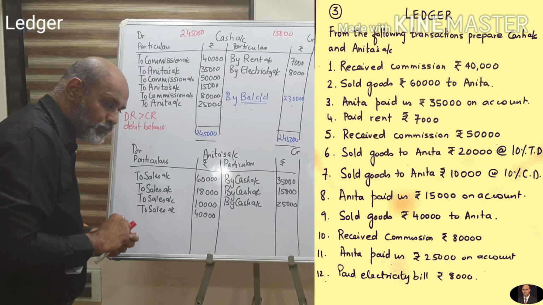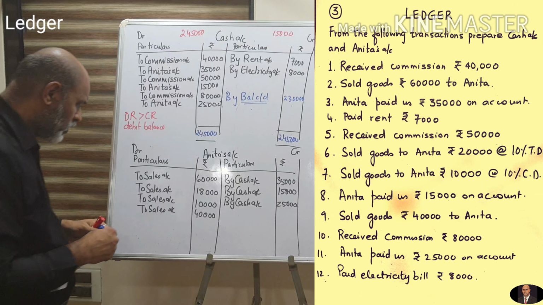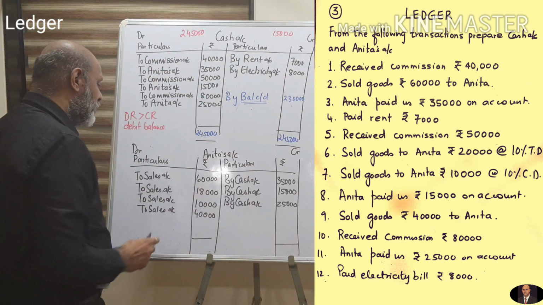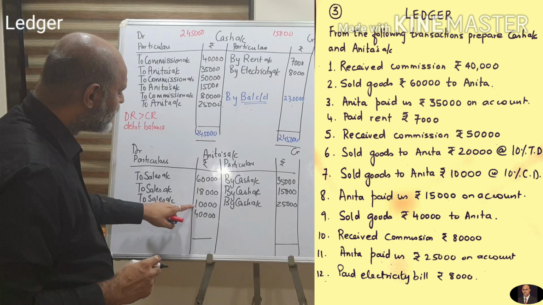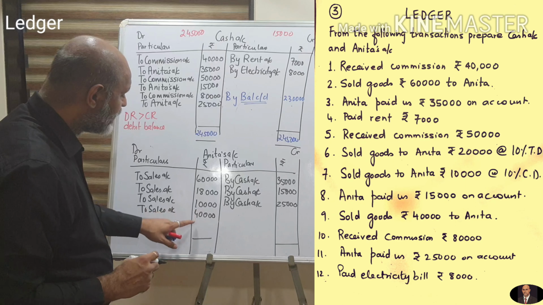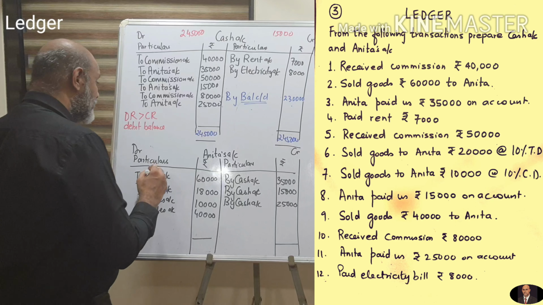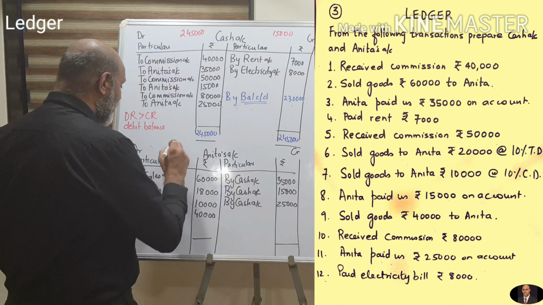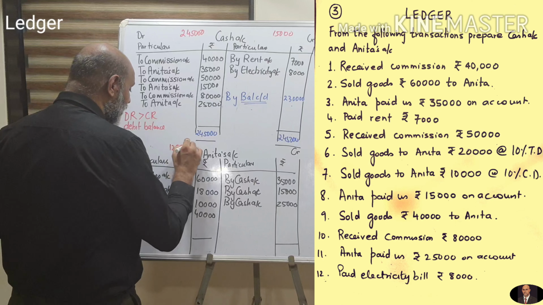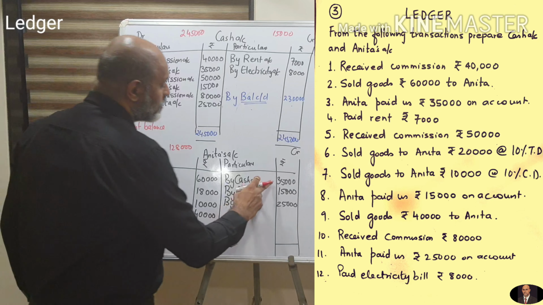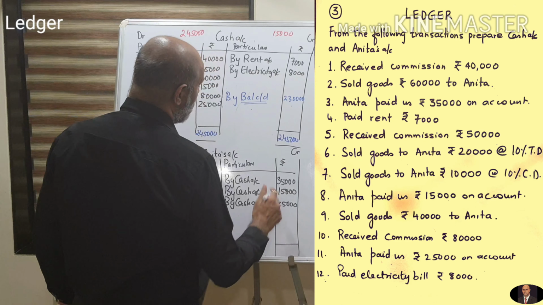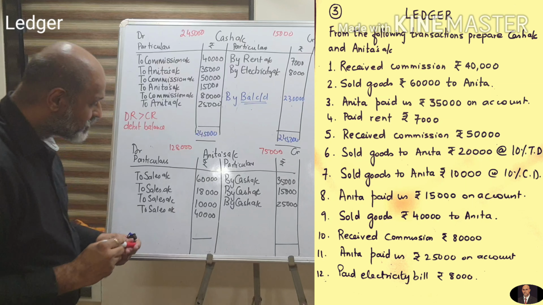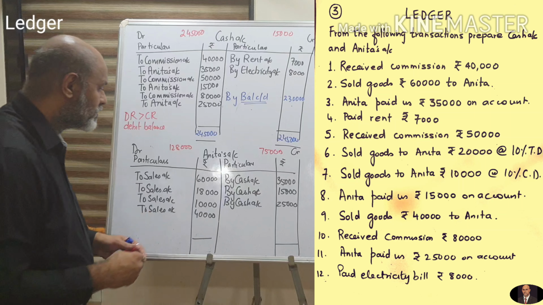Now let us go to Anita's account. Okay, Anita's account I total up. On the debit side I have got 60, 78, 78, 88, 88 plus 40, 128. 1 lakh 28,000 I have got on the debit side. So I write here 1 lakh 28,000. Let's see what is the credit side figure. So this is 50 plus 25, that is 75,000. Fine. 1 lakh 28,000 is more than 75,000.